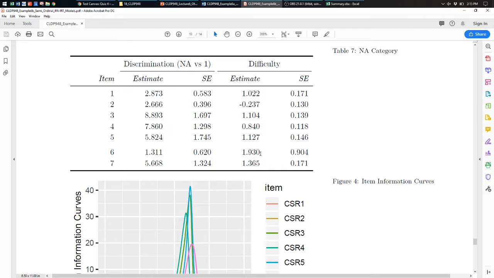And so for this one, say, the last item here, the discrimination is 5. That's pretty strong. The difficulty is 1.3. So it takes a theta of 1.3 to have a 50-50 shot of moving from not applicable to at least a 1. And then the rest of the model takes over and talks about where you go from 1 to 2 to 3 to 4 to 5. The extent to which those discriminations are greater than 0 tells you literally whether you are throwing information away by taking the not applicable out of the model.